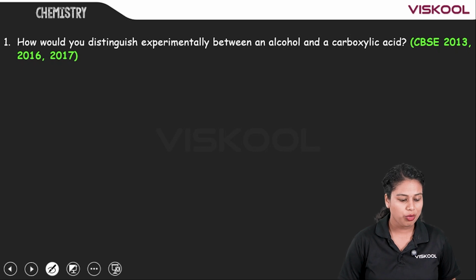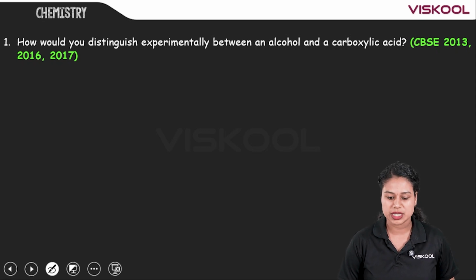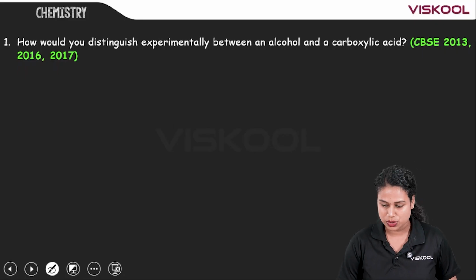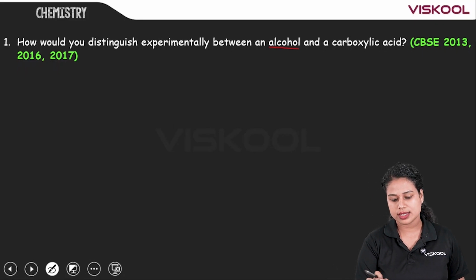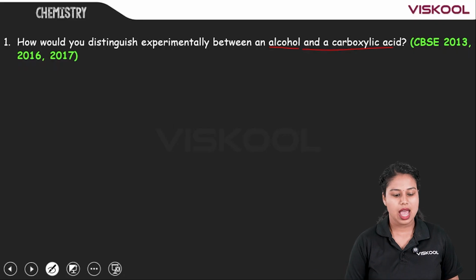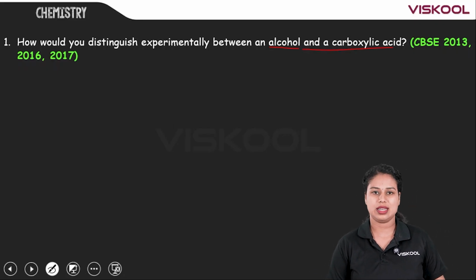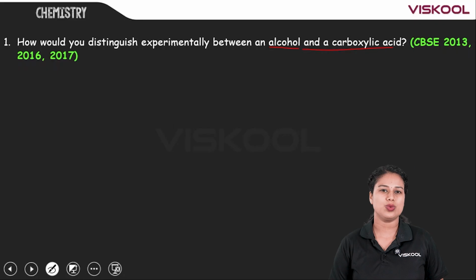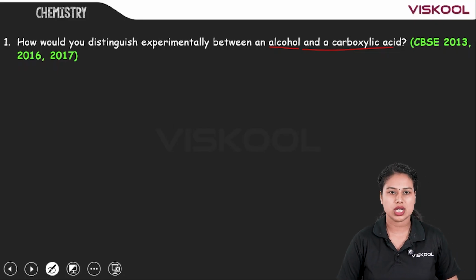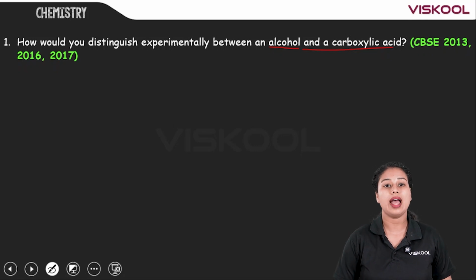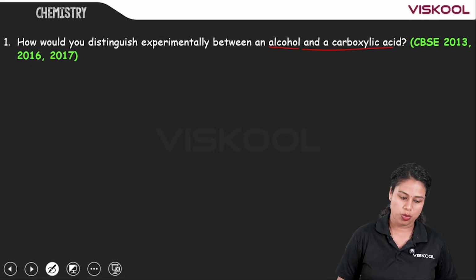Let us check. How would you distinguish experimentally between an alcohol and a carboxylic acid? It is a previous year question in 13, 16 and 17. So how will we distinguish experimentally between an alcohol and a carboxylic acid? Alcohol is a neutral substance, whereas carboxylic acid is acidic in nature, right? And we have studied some important compounds, ethanol, which is an alcohol, and ethanoic acid, which is a carboxylic acid.